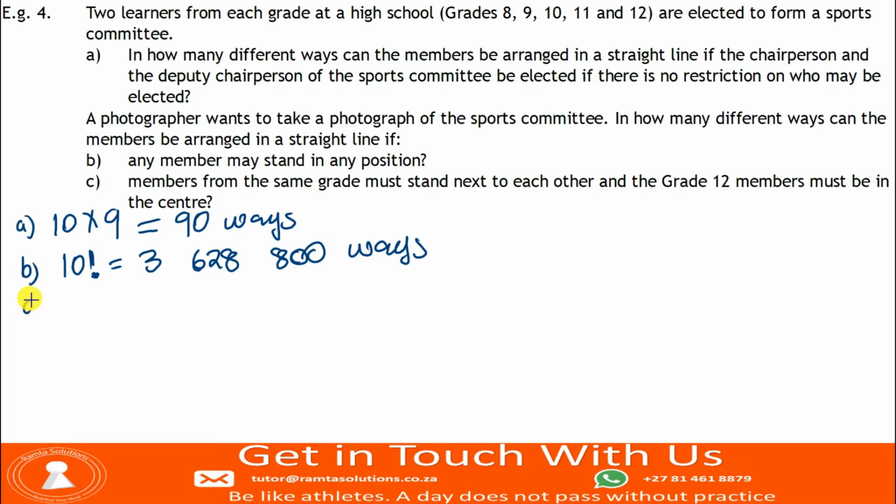Moving on. Now, how many ways can they be arranged if members from the same grade must stand next to each other and the grade 12 members must be in the center? So I will say basically we have 5 grades. 1, 2, 3.